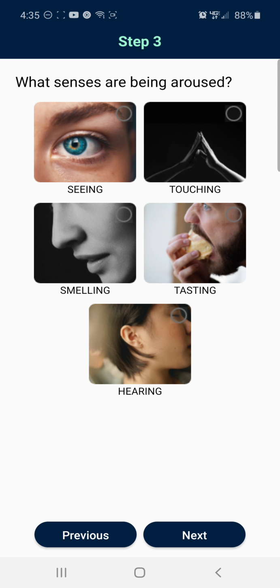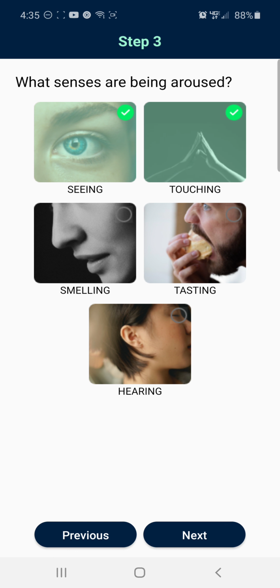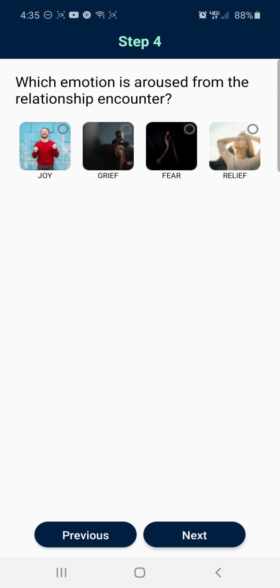The next step is what senses are being aroused. So when you golf, you see your stress and you touch the club. Those are two things. Maybe it sounds kind of bad when the golf ball hits the club. You can hear it as a stressful event too. The next step is what emotion is being aroused in this relationship encounter. There's only four true emotions: joy, grief, fear, and relief. They alter the central nervous system, and golfers know we don't want to be stressed when we golf because it really affects how you swing.